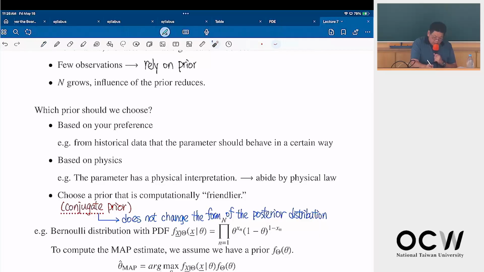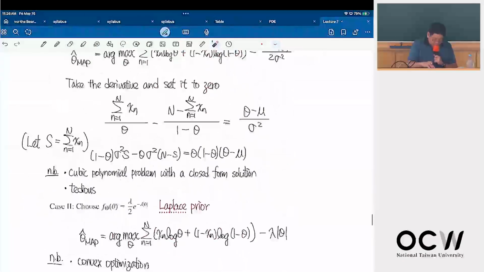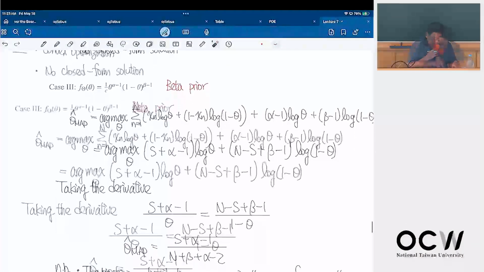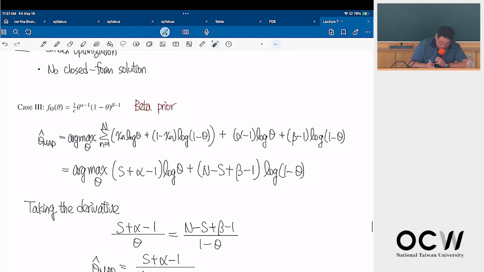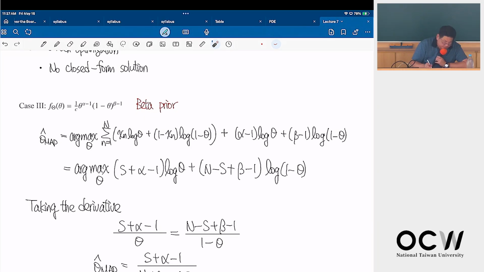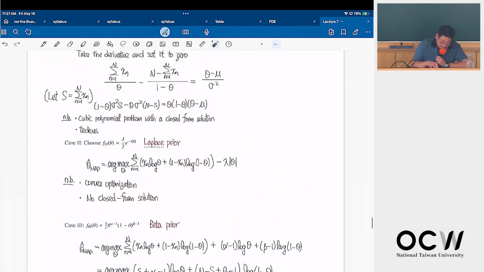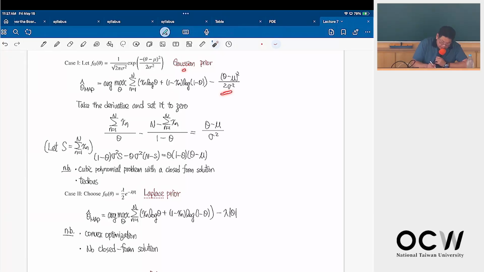Here you can see we'll get the same form for this prior. If we multiply, you can see that the form is similar, rather than like the Laplace prior or the Gaussian prior. Hard to find out your data.